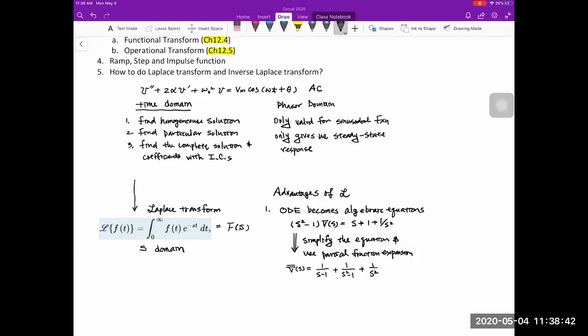So we do a Laplace transform, we get the algebra equation. When you convert them back, you do what we call the inverse Laplace transform.